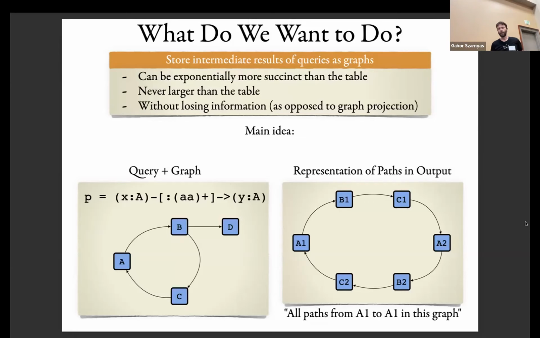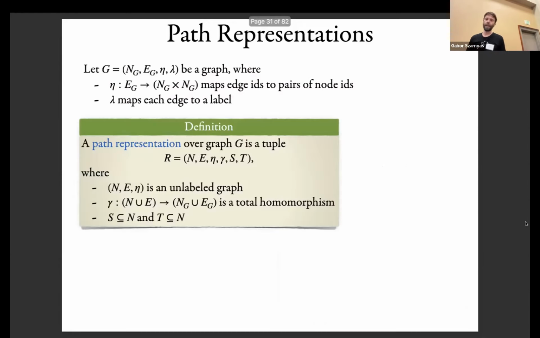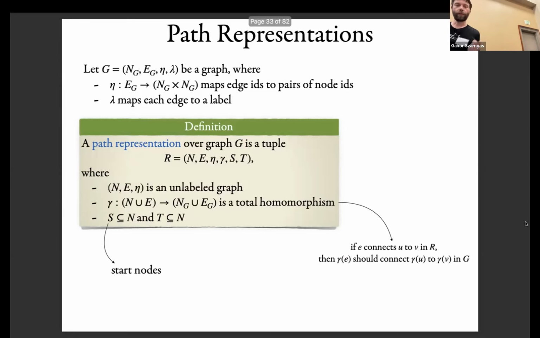Okay, this is a bit of a technical slide. Conceptually, what I want to bring forward is actually something very easy. A path representation consists essentially of 4 parts. The first part is just an unlabeled graph. It can be any unlabeled graph. It doesn't have to be a subgraph of your graph. The second thing is a homomorphism, and this homomorphism tells you which node of your graph in the path representation corresponds to which node of your actual data graph, yeah? And then the third and the fourth thing: you have a set of start nodes and a set of target nodes, yeah?